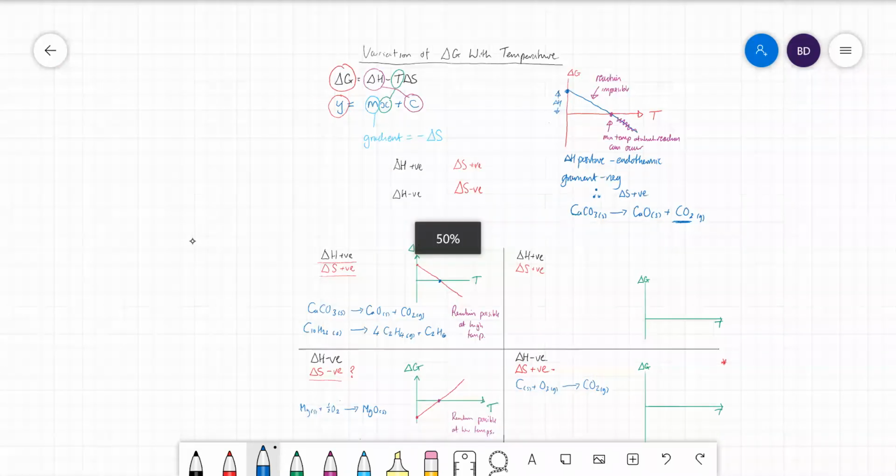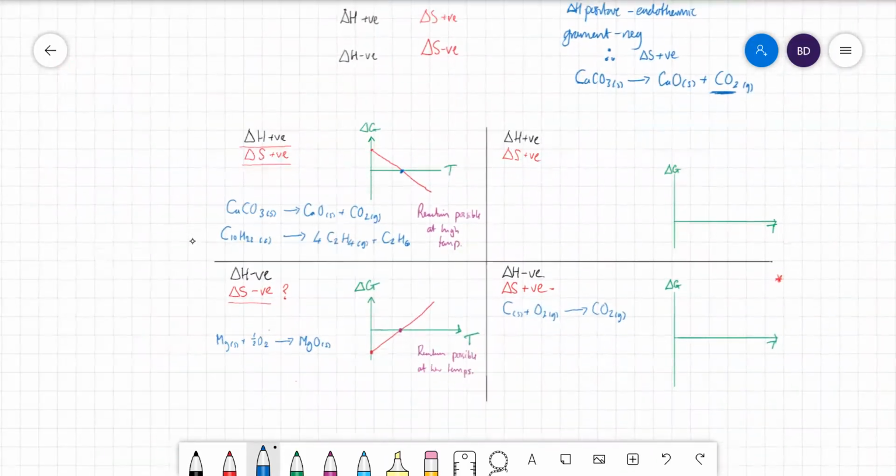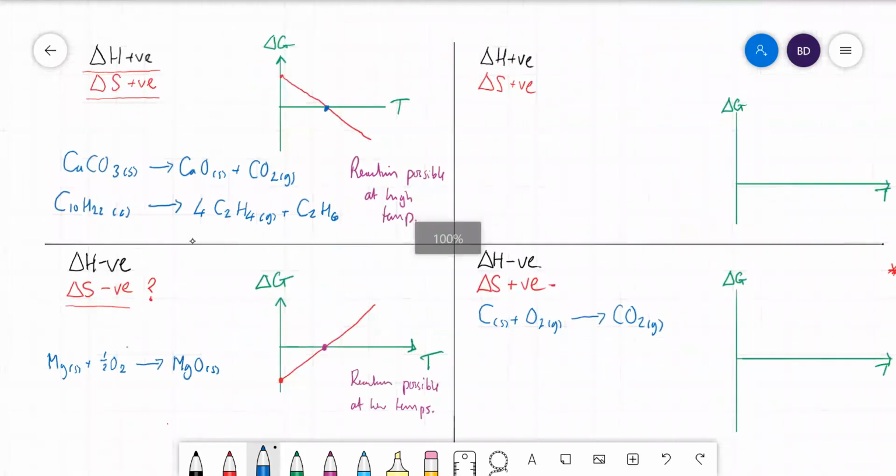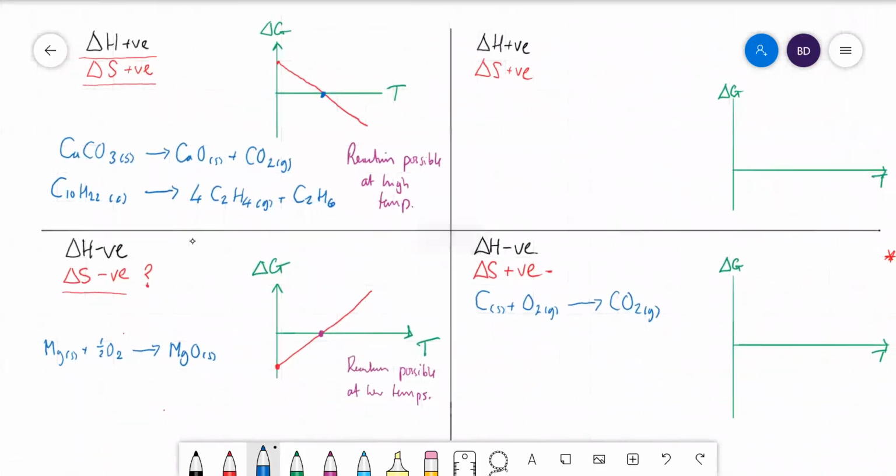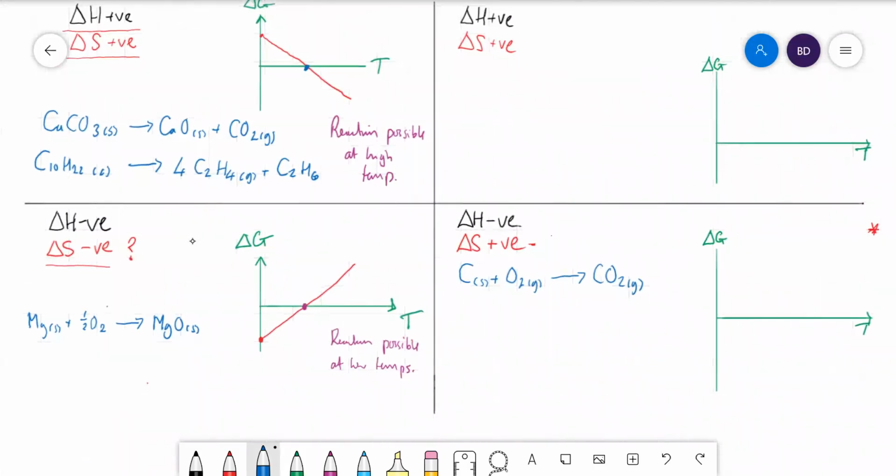Well, that's not quite so obvious to know that delta S is positive there. But you've got carbon, which has a very low entropy, and you've got oxygen, which is a gas, forming carbon dioxide, which is also a gas. And if you look at the numbers in the data book, you'll see that delta S is actually positive for that reaction.